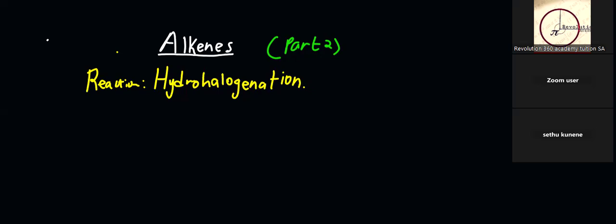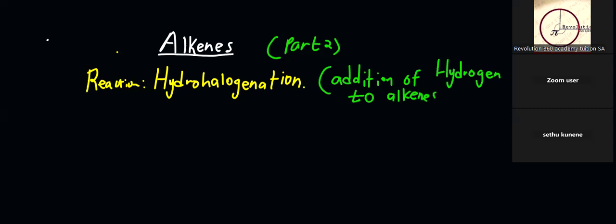So when you speak about hydrohalogenation, that is addition of hydrogen halides. So this one is an addition of hydrogen halide. You just write here that this is addition of hydrogen halide to alkenes. If they ask you what is hydrohalogenation, that is an addition of hydrogen halide to alkenes.